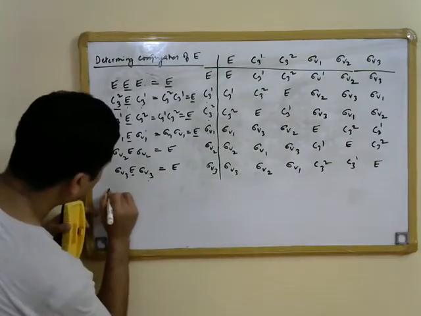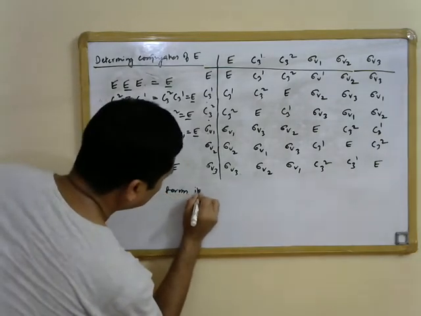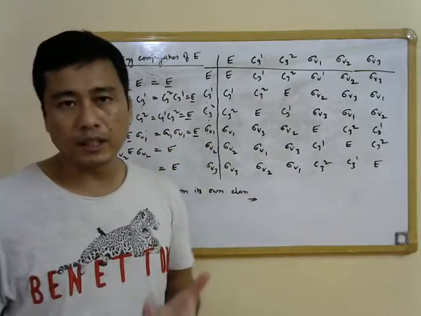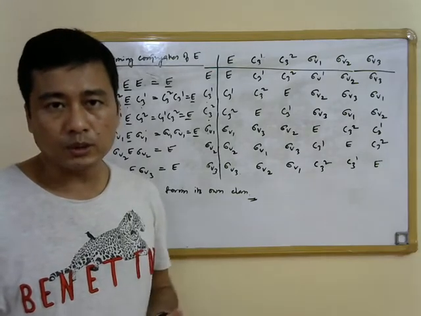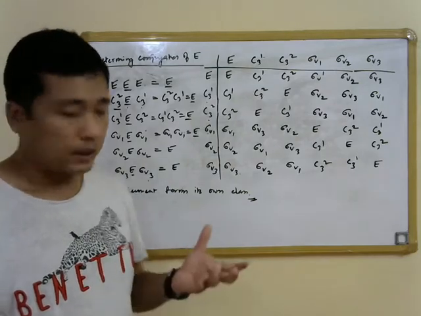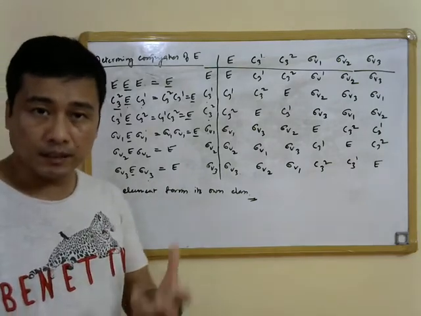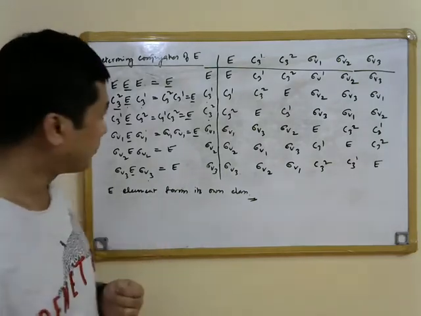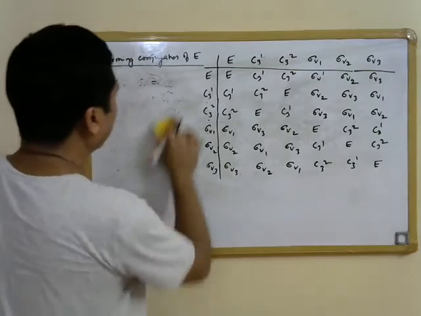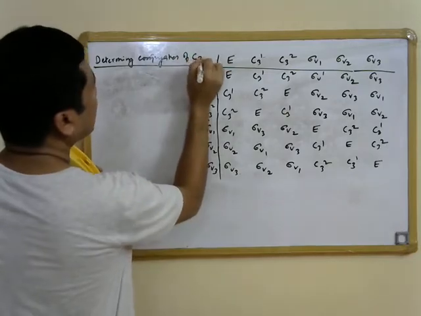So identity element forms its own class. The element identity itself in any mathematical group forms a class, or the element identity itself follows all the rules of a mathematical group, and that is why it forms a subgroup, and this subgroup again is a class in itself. So let us go ahead and try to find out the conjugates of other elements in this particular mathematical group. So let us try to find out the conjugates of C31.